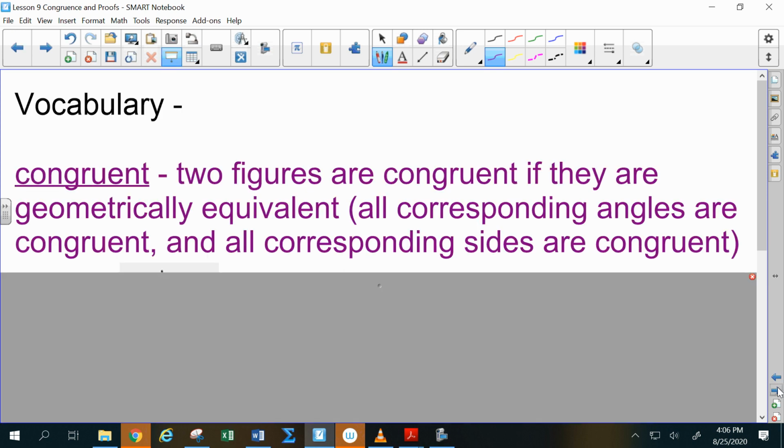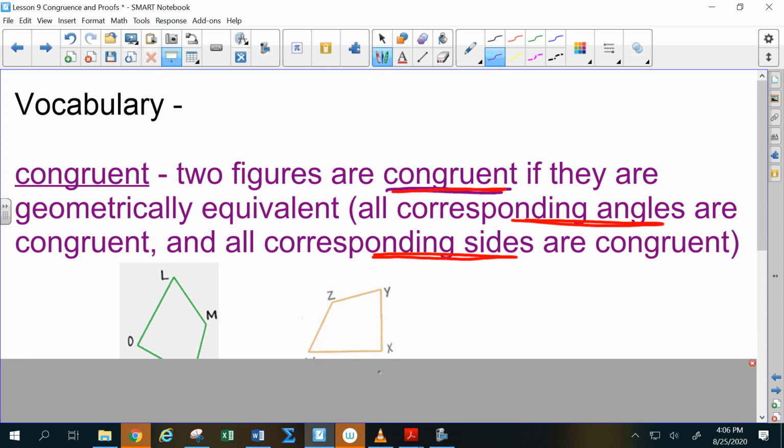So a little bit of vocabulary first. Two shapes, two figures are congruent if they are geometrically equivalent. They have to have all of their corresponding angles match up and have the same measurement, and all of their corresponding sides need to match up and have the same measurements.